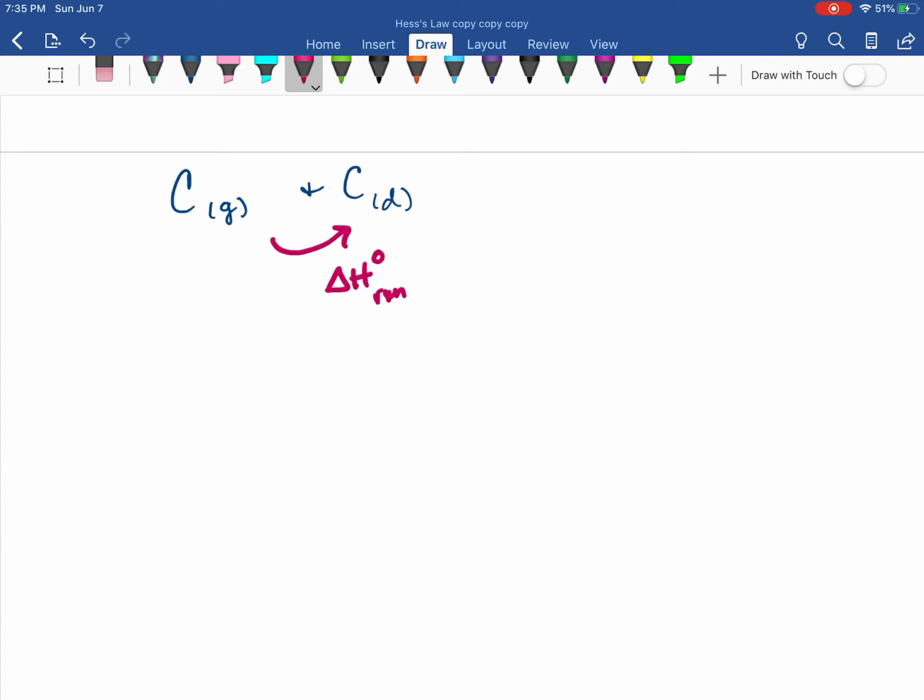I wonder how much energy that would take. I wonder what that enthalpy would be. Well, you can't write a formation reaction for that. That's two forms of elemental carbon. How in the world could you get to that information?